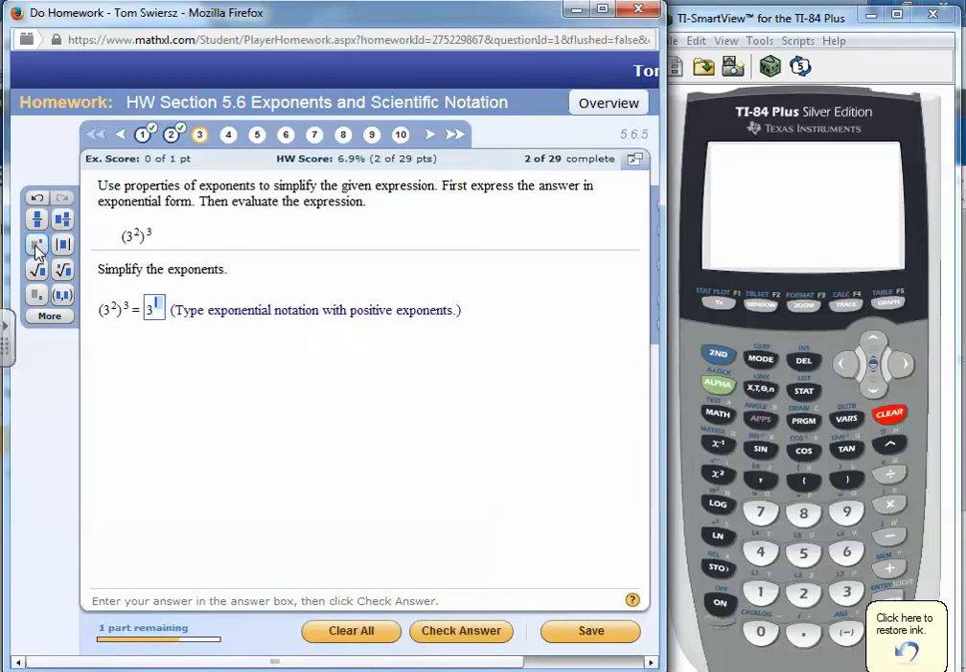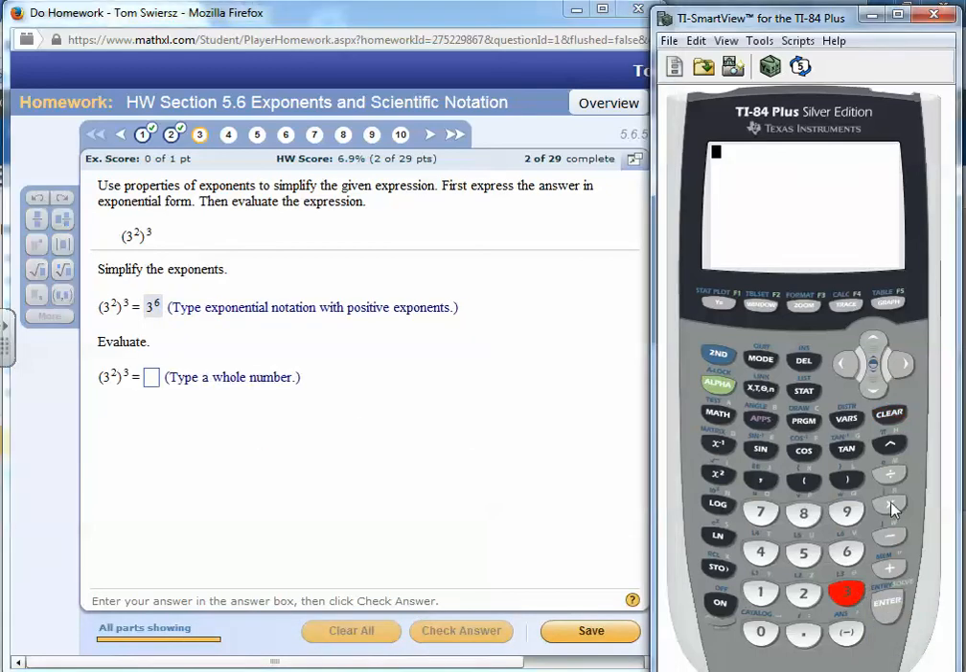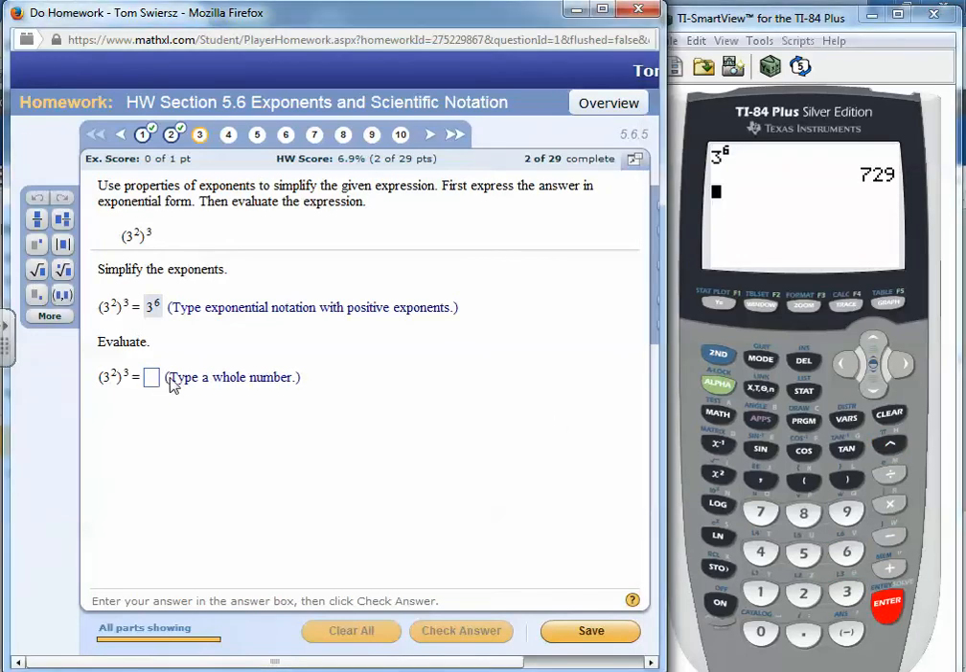Three, superscript 6, 3 to the 6th. On the calculator, 3, up arrow, 6 for the exponent. 3 times itself 6 times is 729.